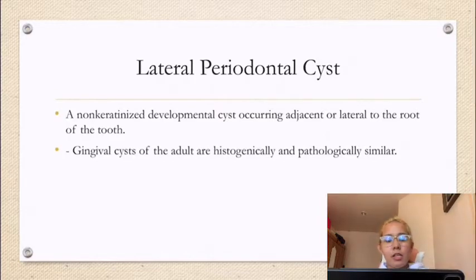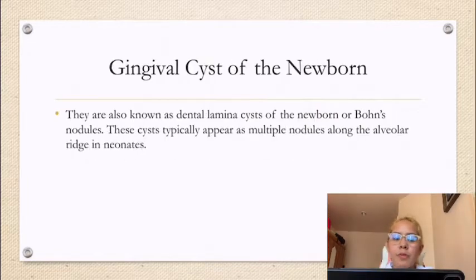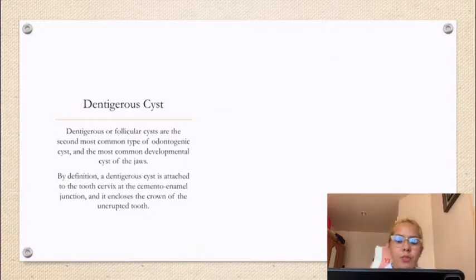Next is the lateral periodontal cyst, a non-keratinized developmental cyst occurring adjacent or lateral to the root of the tooth. Gingival cysts of the adult are histogenically and pathologically similar. Gingival cysts of the newborn are also known as dental lamina cysts of the newborn or Bohn's nodules. These cysts typically appear as multiple nodules along the alveolar ridge in neonates.